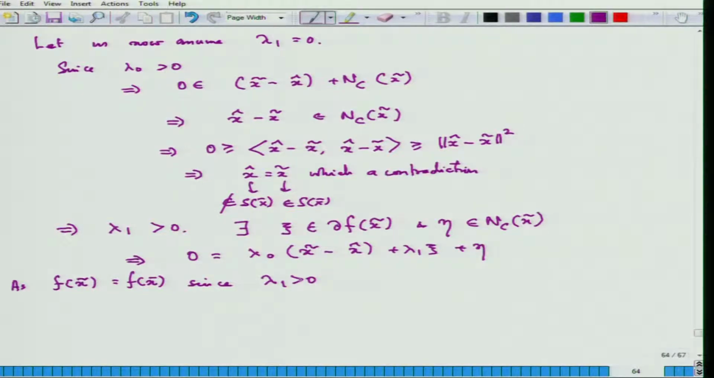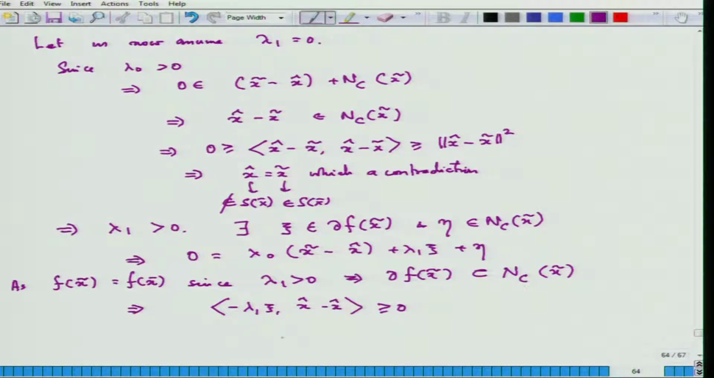So I wanted to show lambda 1 strictly greater than 0, because this is what I wanted to show. Once I have this, it would imply that the subdifferential of f at x tilde is a subset of N_C(x tilde). So, this xi that you have is also lying in N_C(x tilde). So, it would imply that minus lambda 1 xi, x hat minus x tilde would be greater than or equal to 0. So, this would be anyway less than or equal to 0. So, lambda 1 is positive.